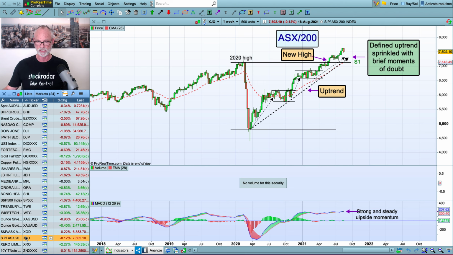Okay, so that's the ASX 200, and you can see what's happening there. And you can see again, this is strong but steady momentum here. So again, I'm not too concerned at the moment. Okay, so let's get into some stocks here.